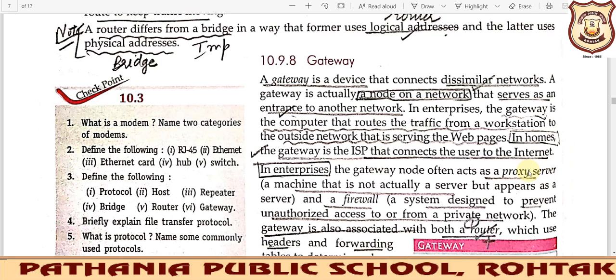Proxy means a server that is not actually there. Like if you say proxy for your friend, your friend is not in the class, but you are saying present for your friend. So the server is not there, but still you may feel that some machine is acting like a server. In an enterprise, a gateway often acts as a proxy server and a firewall. A firewall is basically required to stop unauthorized access into your network.